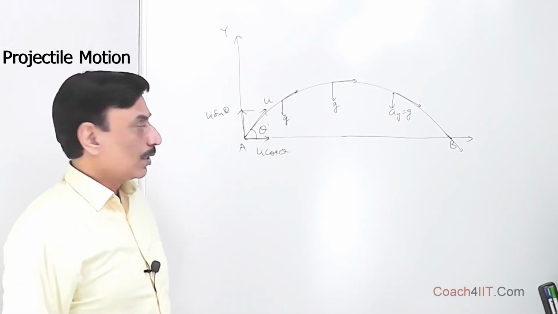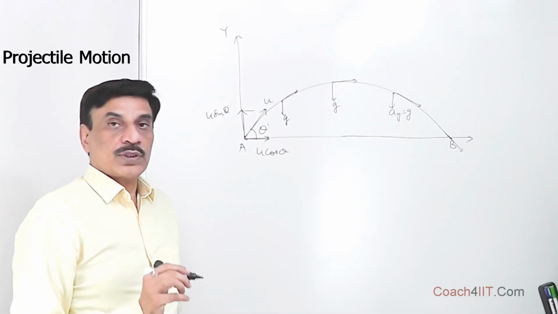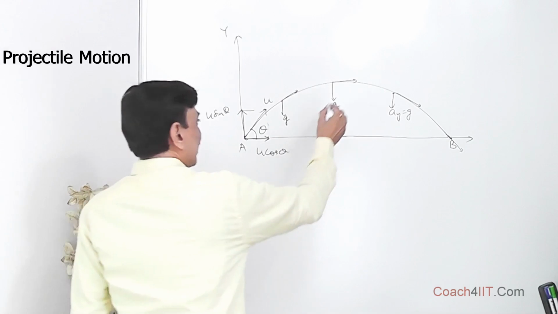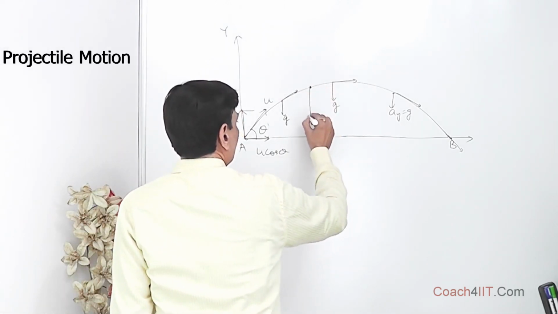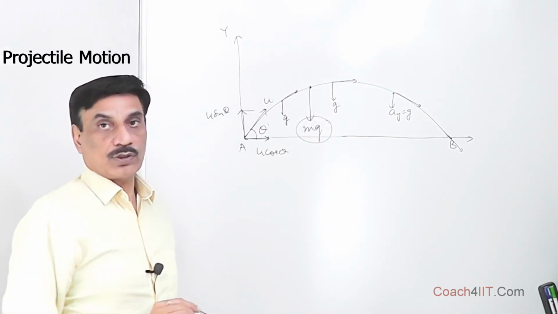Because once we have given this velocity, there is only one force acting on the body, that is the weight of the body. All the time the weight of the body is acting in the downward direction. That is the only force which is acting on the body.